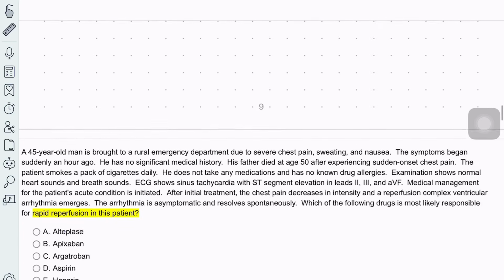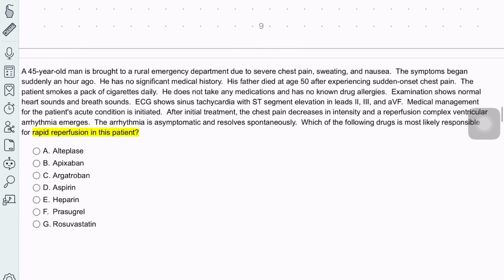Next question. A 45-year-old man is brought to the rural emergency department due to severe chest pain, sweating and nausea. The symptoms began suddenly an hour ago. He has no significant medical history. His father died at the age of 50 after experiencing sudden onset chest pain. The patient smokes a pack of cigarettes daily. He does not take any medication and has no known drug allergies.